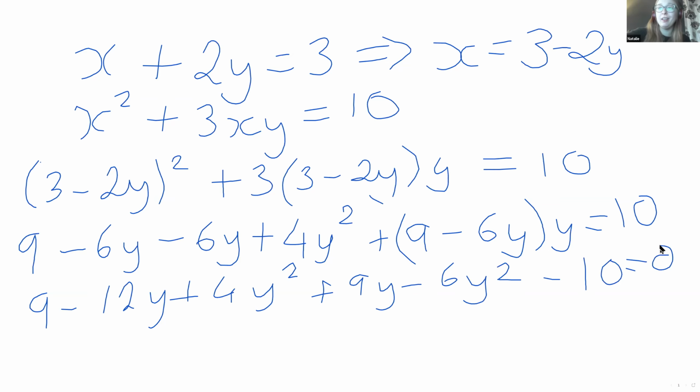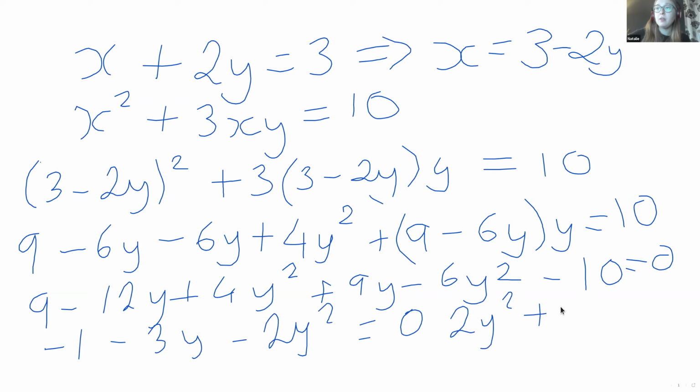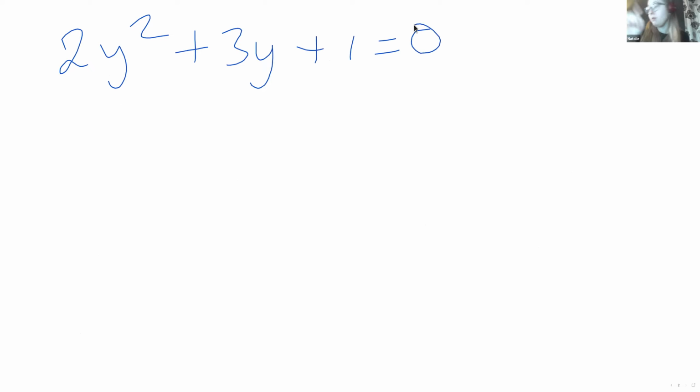If I keep going, then I end up with 9 minus 10 is minus 1, 12y plus 9y is minus 3y, and 4y squared minus 6y squared is minus 2y squared, is equal to 0. What I can then do is times everything by minus 1, so I end up with 2y squared plus 3y plus 1 is equal to 0. I'm going to add a new page to solve that. So I had 2y squared plus 3y plus 1 is equal to 0. I can then factorize that.